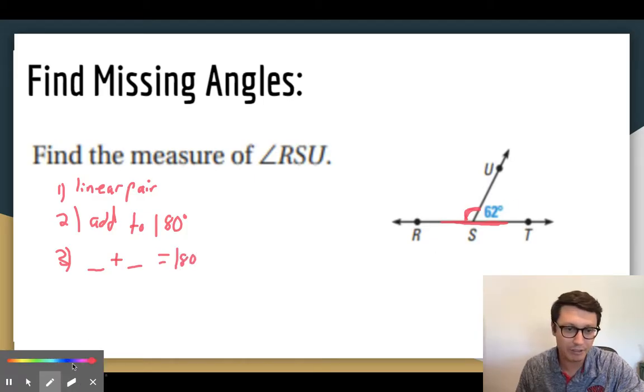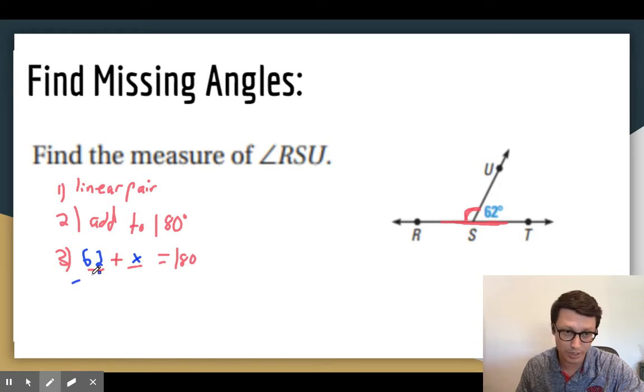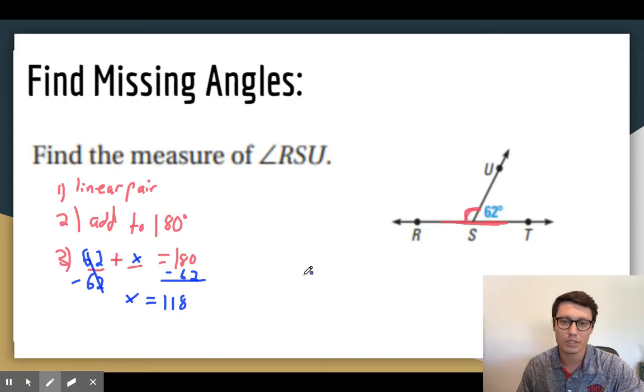What is the angle that we have here in blue? 62. What is the angle that we don't know? We don't know. Put an X there. How do we get rid of 62? If this was an X, here, I'll change it to an X. 62 plus X has to equal 180. So we get rid of 62 by subtracting. Those cancel, and we get X is equal to 180 minus 62, which gives us 118. So that means that the measure of angle RSU equals 118 degrees.